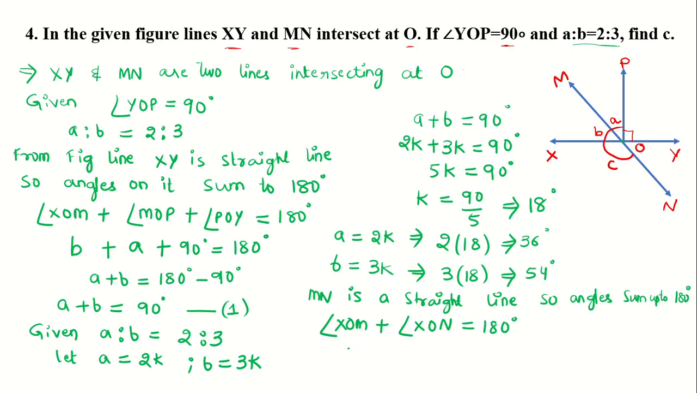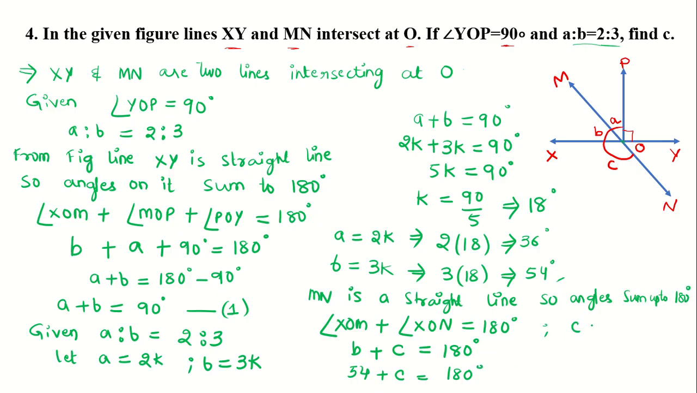Now, what is angle XOM? It is B. Plus angle XON, which is C, equals 180 degrees. As we have the B value, we solved previously, right? B, we got it as 54 degrees. Substituted here, 54 plus C equals 180 degrees.